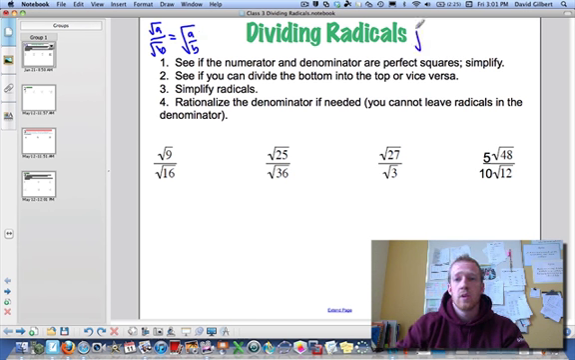Other times, you may have something that's like this, and it may be easier to make it the square root of a over the square root of b, like that. Then you can simplify the top and the bottom separately. So those are two ways to think of it.